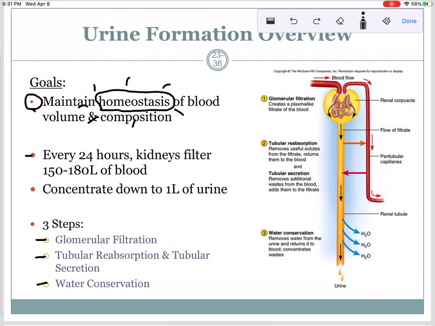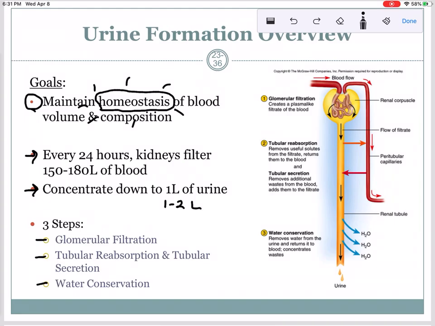Here are some numbers for you. Maybe not memorize the exact numbers, but the idea that the kidneys filter a lot, and I mean a lot of blood each day. So in a 24-hour span, the kidneys may filter between 150 and 180 liters of blood. And out of that 150 to 180 liters of blood, only about 1 liter, maybe even 1 to 2 liters, is what's urinated out as waste.